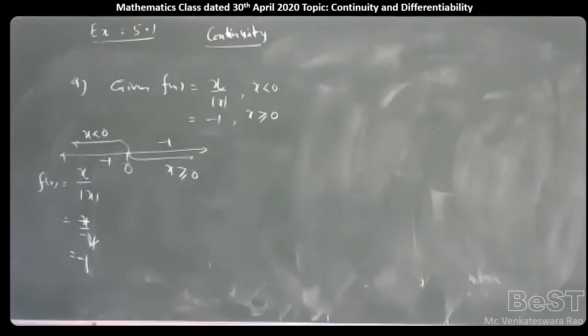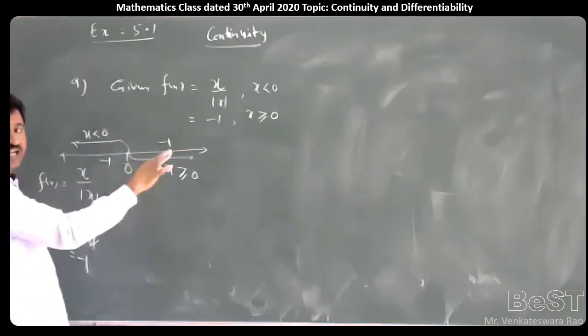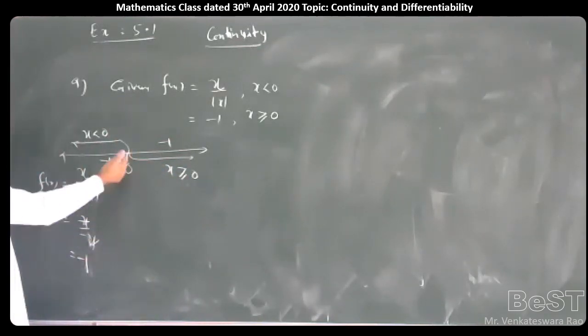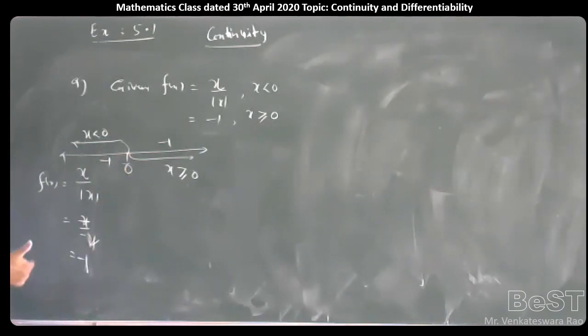Now listen to me. When x is less than 0, minus 1 is continuous. It is a constant function. When x is greater than 0, minus 1, a constant function, is continuous. Only the doubt is at x equal to 0. The left neighborhood is different, the right neighborhood is different. We'll discuss that one. Okay? Write the conclusion first.